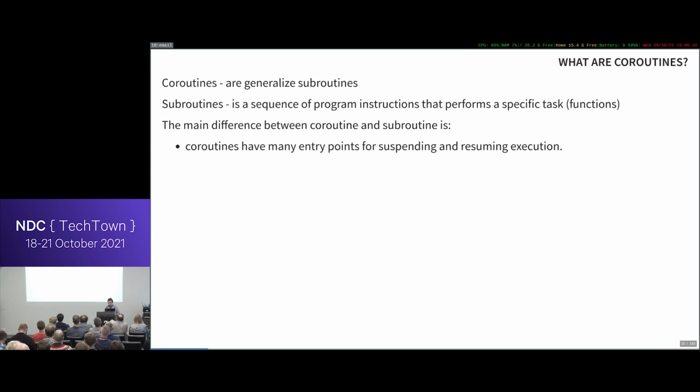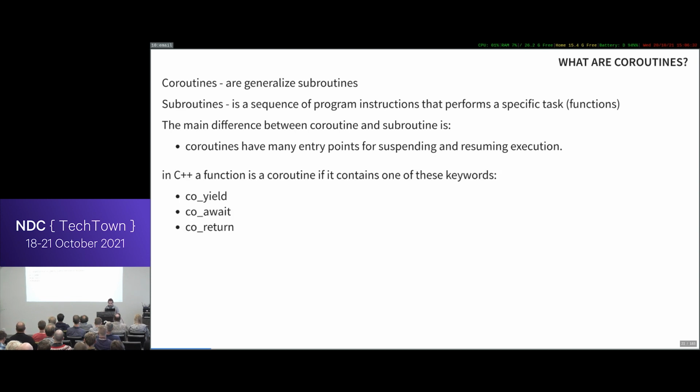When I say it, it's probably not easy to understand what it is and how it works, but we will get to it. In C++, a function is a coroutine if it contains one of the keywords co_await, co_yield, or co_return. So let's try to write a coroutine.